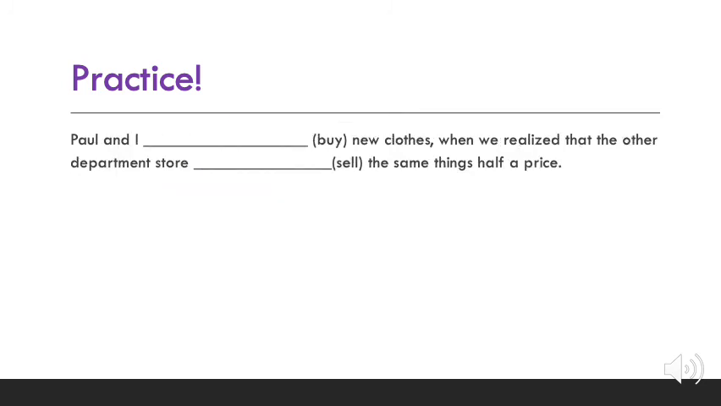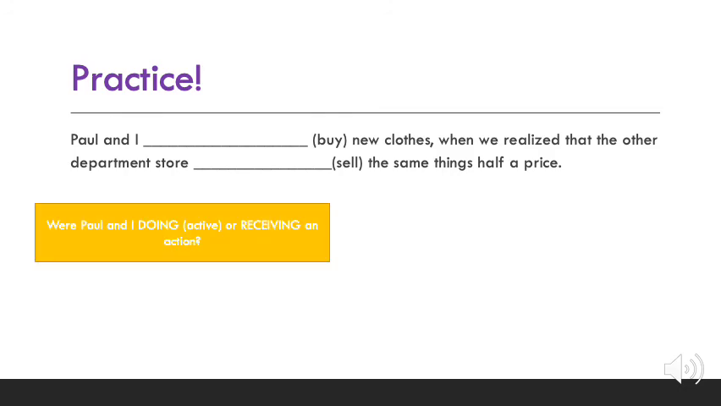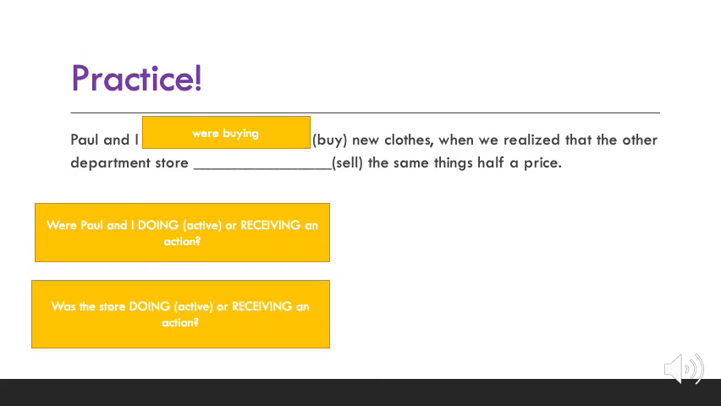Number 3, Paul and I buy new clothes. So, were Paul and I doing an action or receiving an action? In this case, they were doing an action. They were buying new clothes when we realized that the other department store sell the same things half price. Was the store doing or receiving an action? The store was doing something. They were selling the same things at half price.